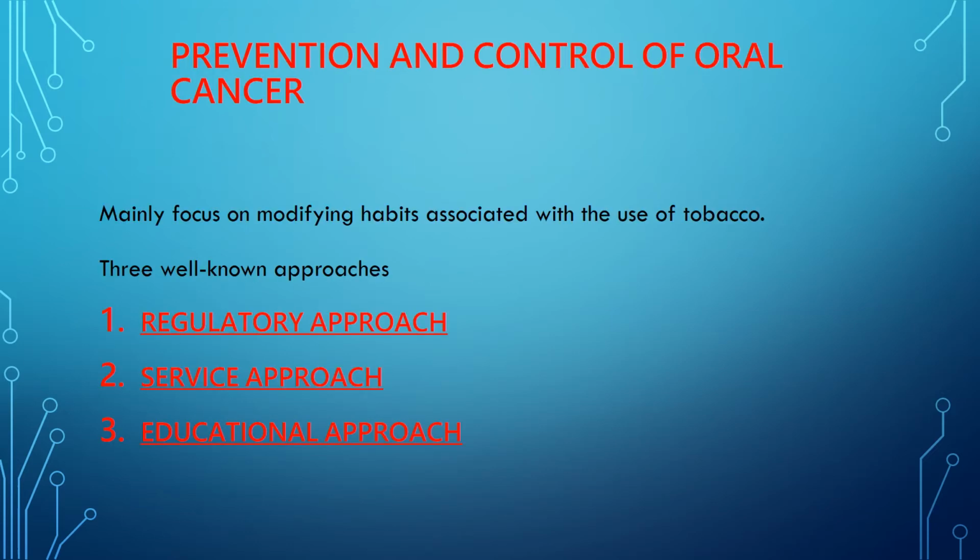Prevention and control of oral cancer. There are a few ways to prevent and control oral cancer, mainly focusing on modifying habits associated with the use of tobacco. There are 3 well-known approaches: regulatory approach, second, service approach, and third, educational approach. Why is it associated with the use of tobacco? Because previously we have seen that the different ways of using tobacco will end up with the patient having oral cancer.